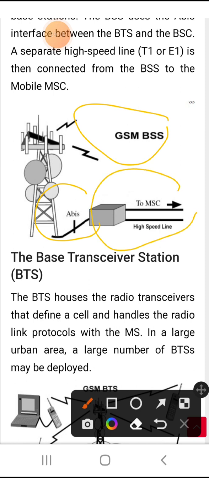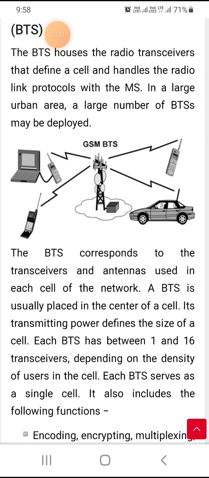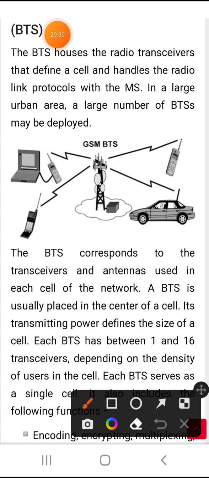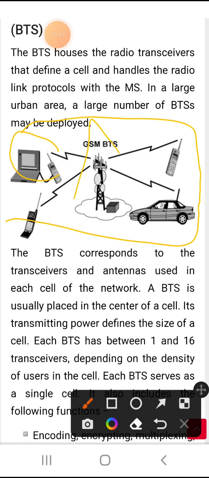The base transceiver station. The BTS houses the radio transceivers that define the cell and handles the radio link protocol with the MS. In large urban areas, a large number of BTS may be deployed. Now you can see the diagram of the GSM BTS. This is the diagram, this is the phone, this is the tower, and this is another phone. They are connected to the GSM BTS, and one phone can connect with another phone.